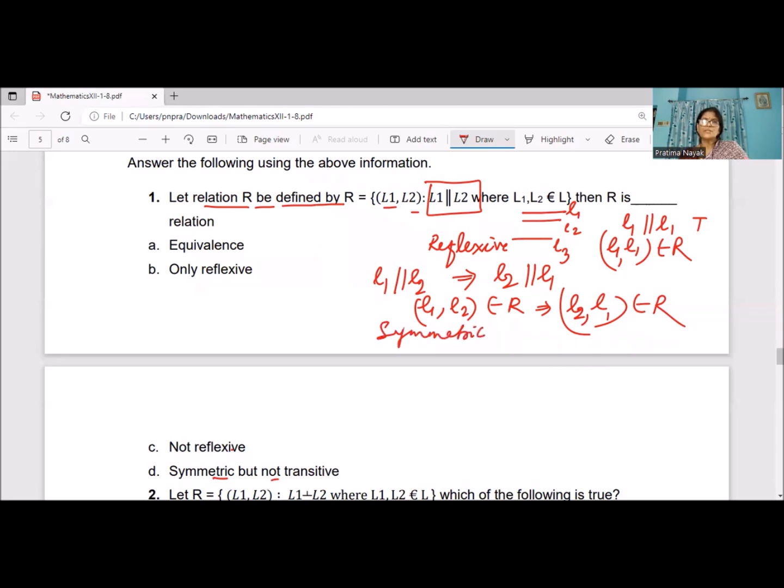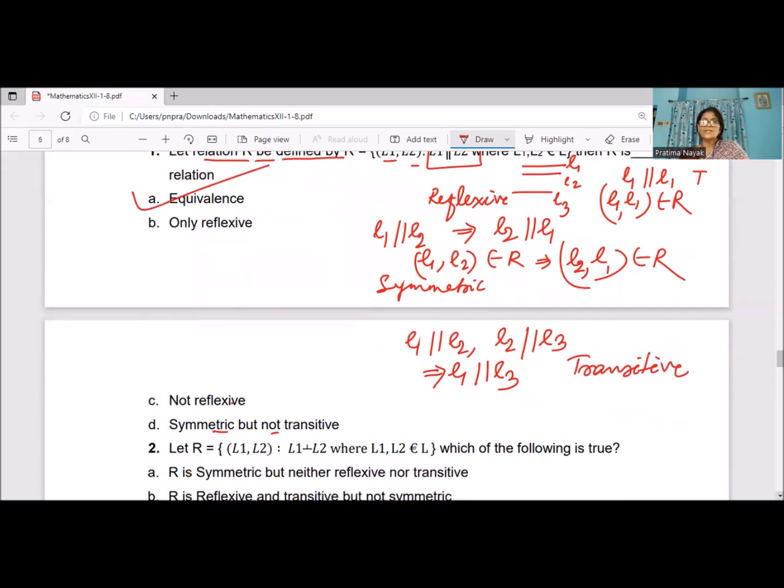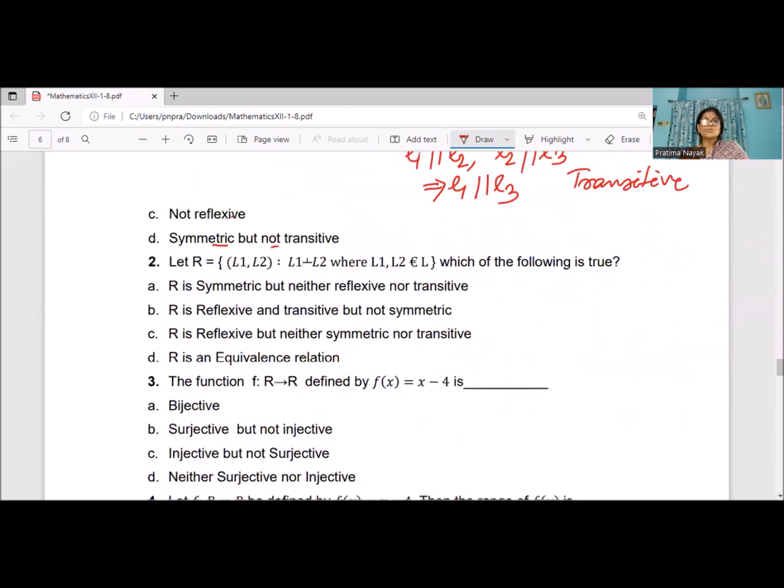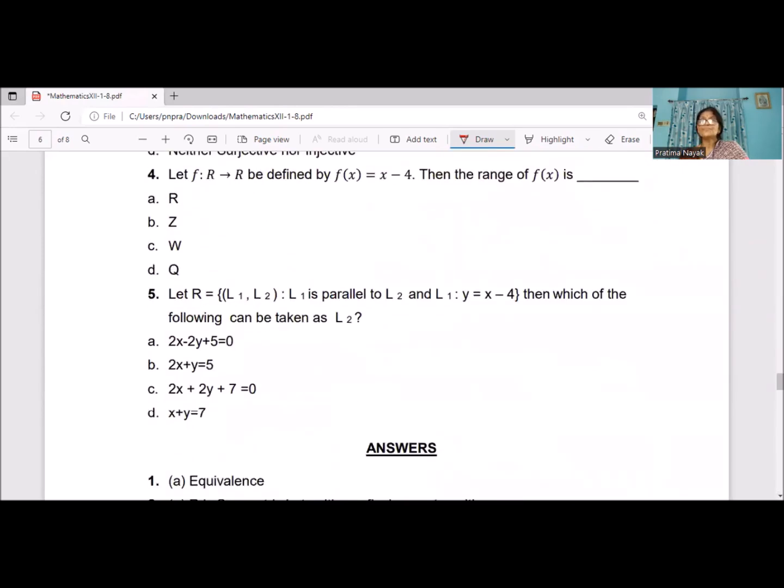Then coming to transitive. L1 is parallel to L2. If L2 is parallel to L3, is it true that L1 is parallel to L3? Yes. So this is transitive. When it is reflexive, symmetric and transitive, we call it an equivalence relation. So equivalence is correct. Now coming to question number 2.